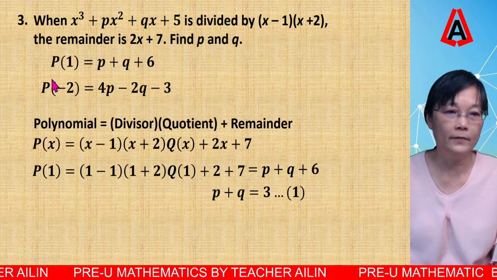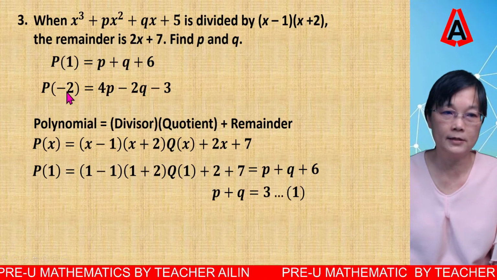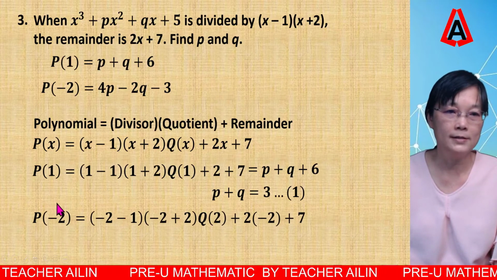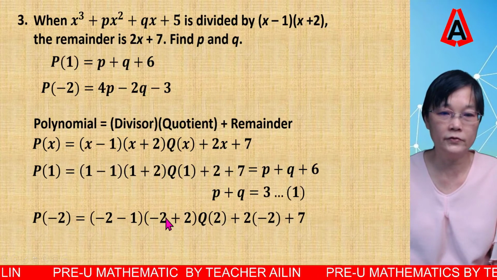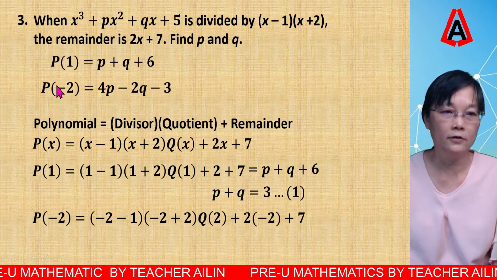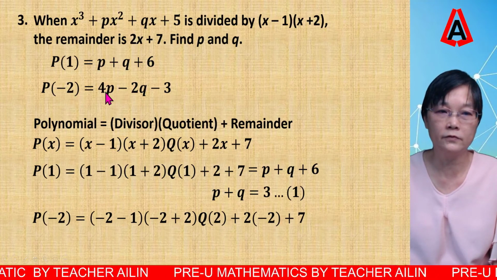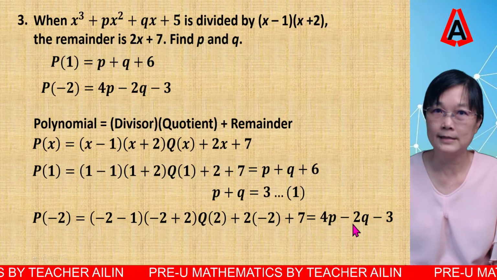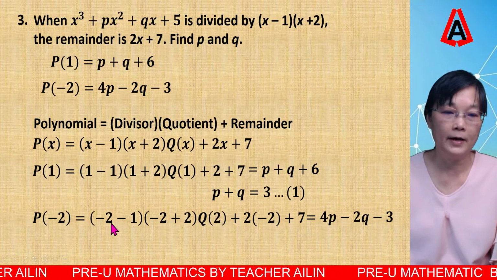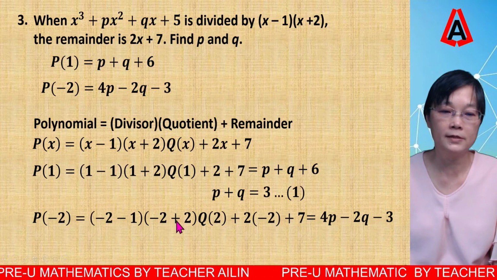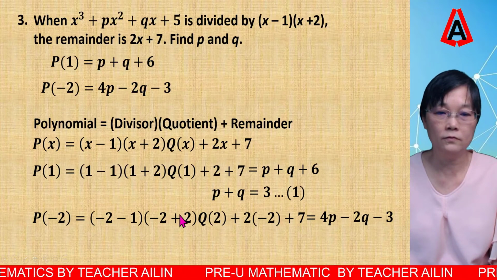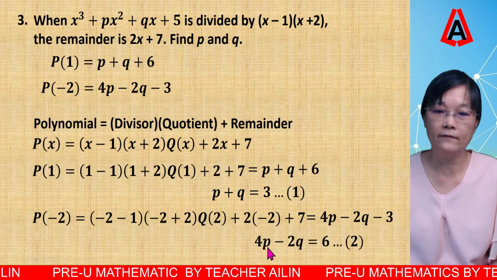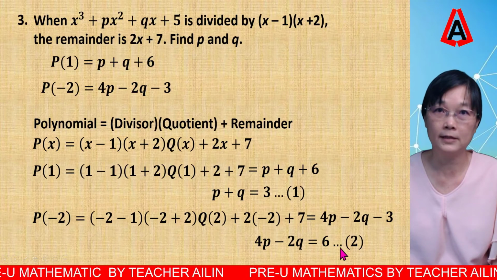Then from the second piece of information, I'm going to substitute x with negative 2 into this equation. Once I substitute, I know that p(negative 2) should be equal to 4p minus 2q minus 3. So I write down the result on the right hand side. For this part, since negative 2 plus 2 is equal to 0, the whole part here is equal to 0. For the rest, when I simplify, I get 4p minus 2q equals 6.